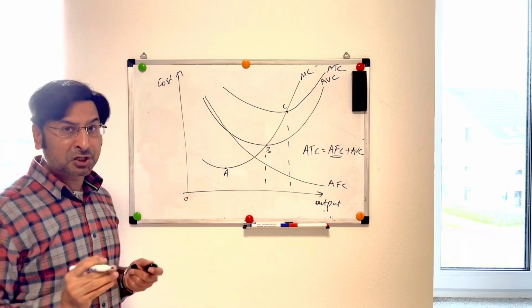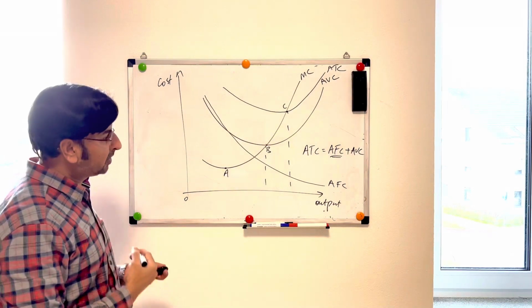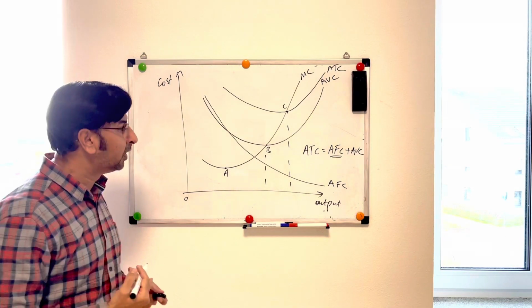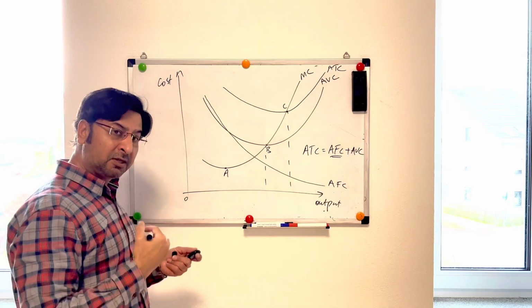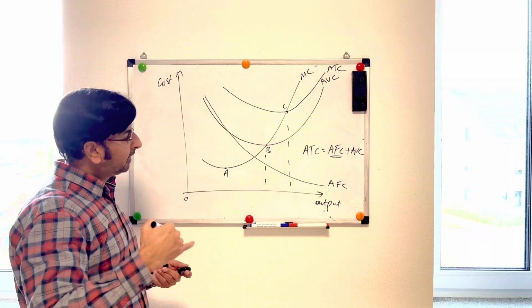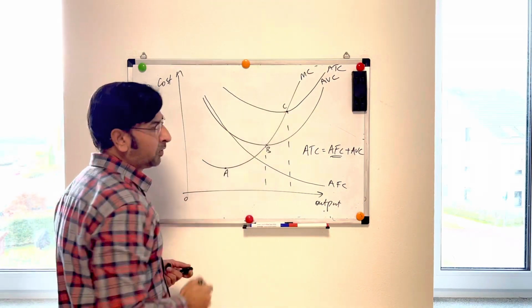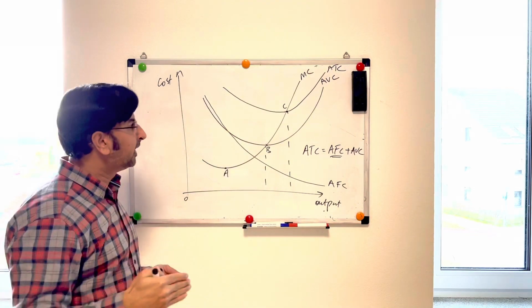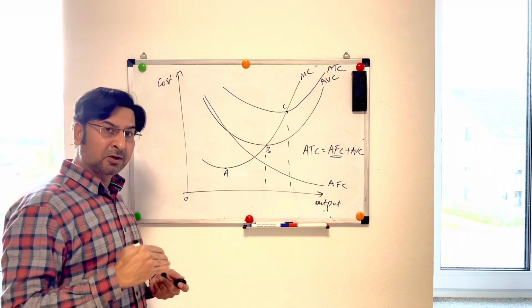The rest of the relationship is exactly the same. When marginal cost rises but is still below the average, it will make the average still fall because marginal is below, and then after this point, when marginal is more than average, it will make the corresponding average also rise.